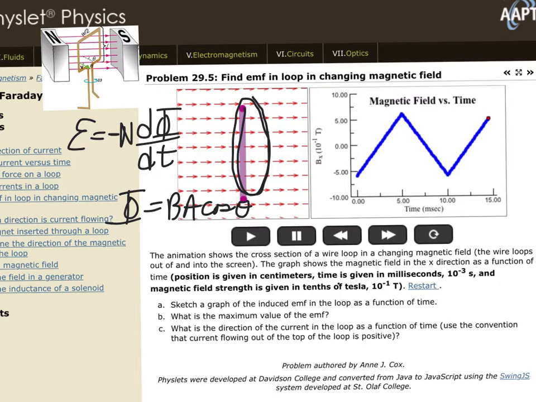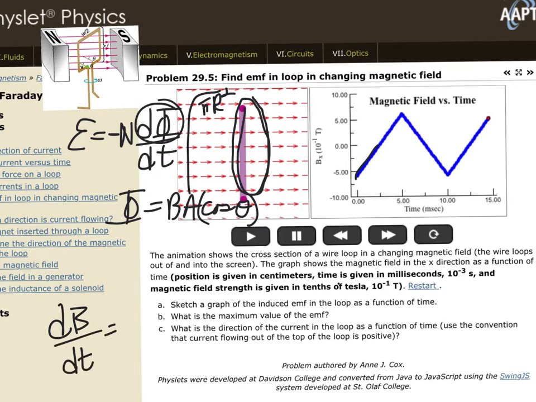And Φ is B A cosine theta. The angle's not changing, nothing's twisting, so the cosine of theta is constant. The area of the coil is pi r squared. You have to measure the diameter and get the radius. That's the area of the coil, pi r squared. And so it's the B that's changing. When we take the derivative of the flux, all we're doing is taking the derivative of B with respect to time. Since it's constant, it has a constant positive value here and a constant equal negative value there. All we need to do is get delta B over delta T.